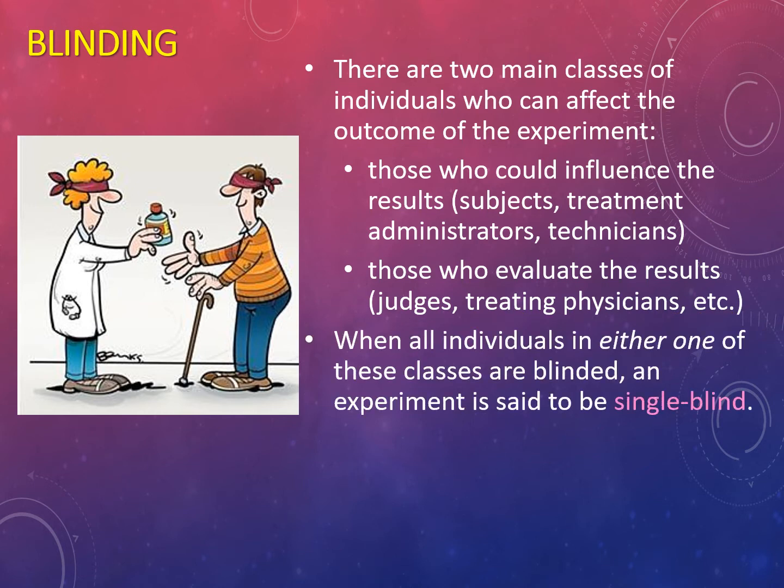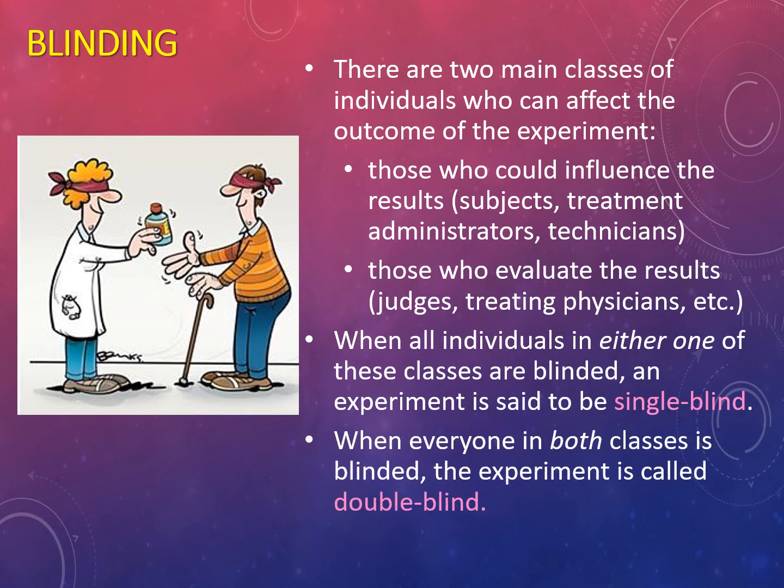When you have all individuals in either one or the other of those cases, that's single blind. So that includes situations where you have the patient and doctor who is giving the treatment, not knowing. That is a single blind experiment. When everyone in both cases is blinded, that is double blind.